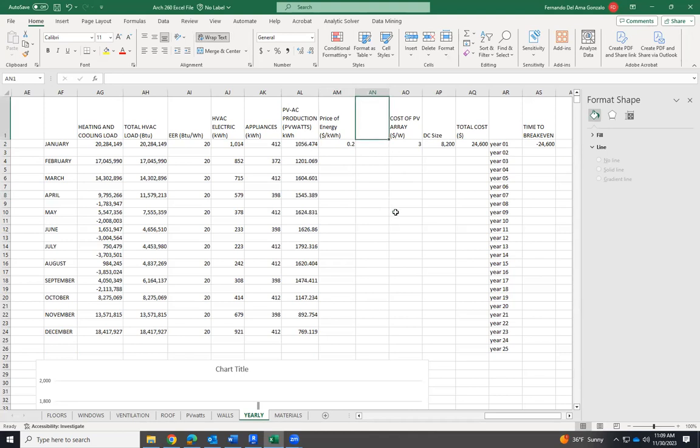So we have the monthly bill in dollars. This is what our building is consuming. This is just the energy production times the price of electricity. The price of electricity is going to be the same in January and in December. So let's use the dollar sign here. And now I can copy.